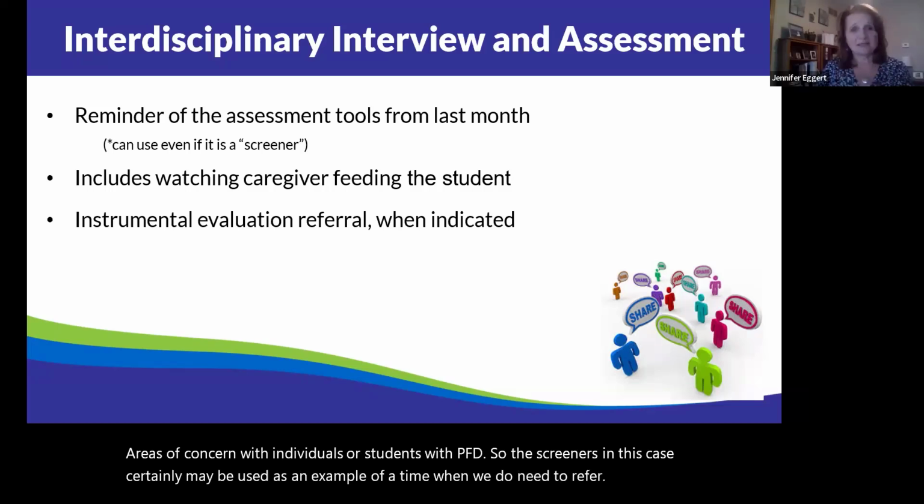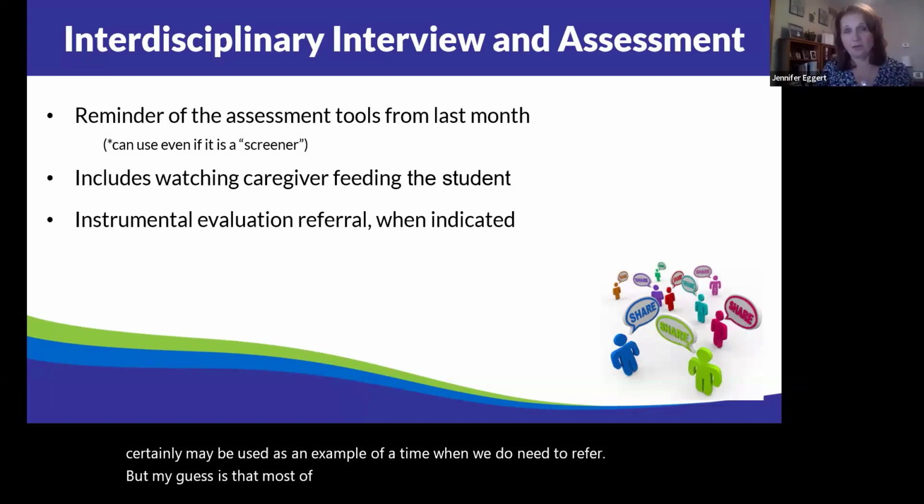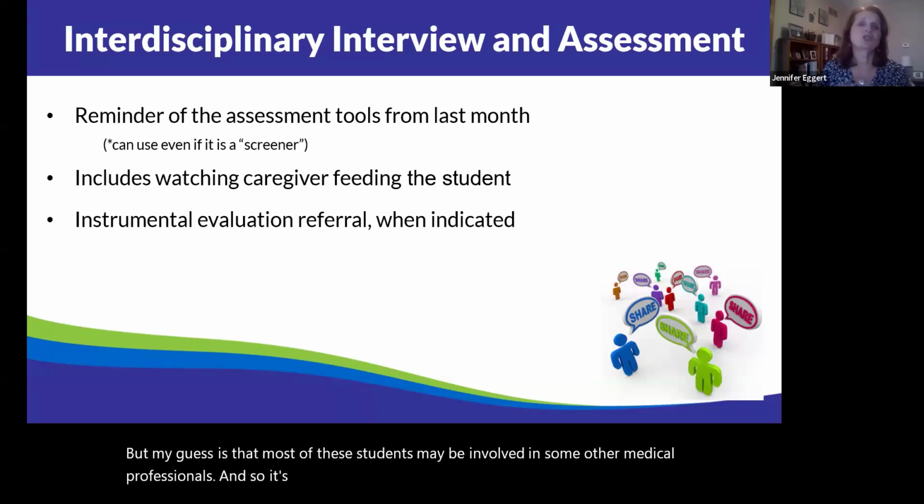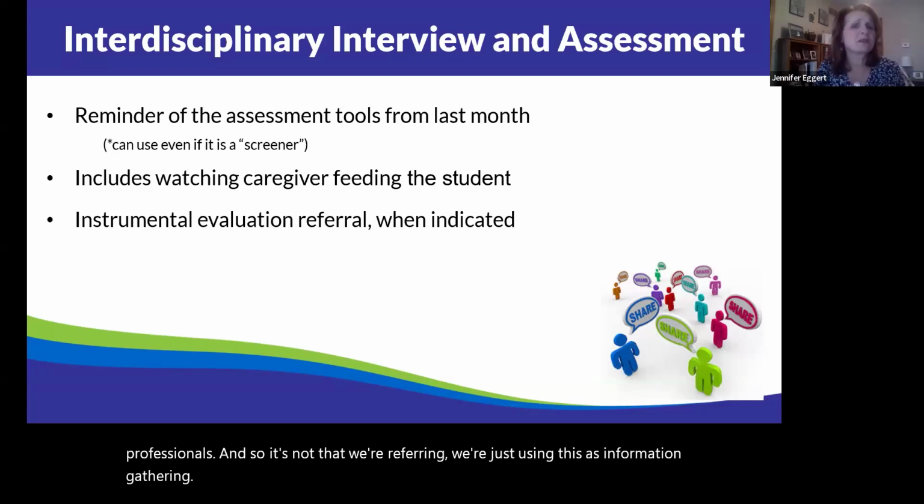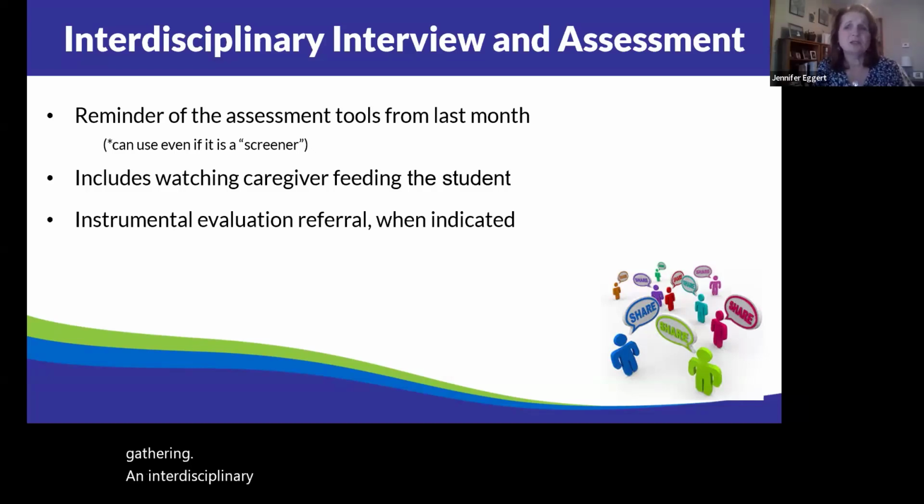But my guess is that most of these students may be involved with some other medical professionals. And so it's not that we're referring, we're just using this as information gathering. An interdisciplinary interview and assessment also includes watching the caregiver feeding the student.